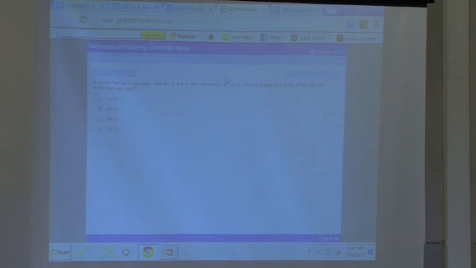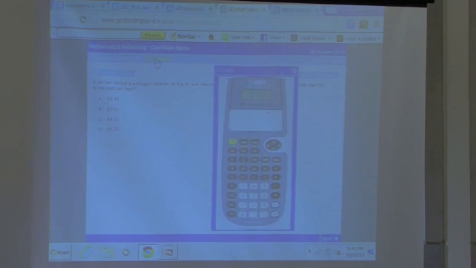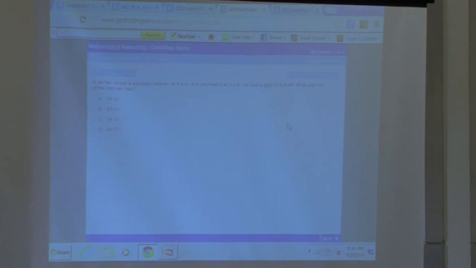Okay, so what's on it? There's the calculator. I can't see that. Would you read the problem, please? Oh, sure. Yeah, sorry. I didn't realize how light it is.